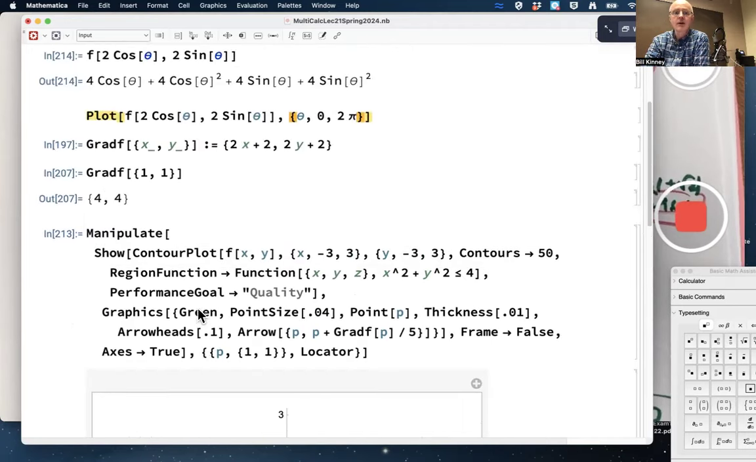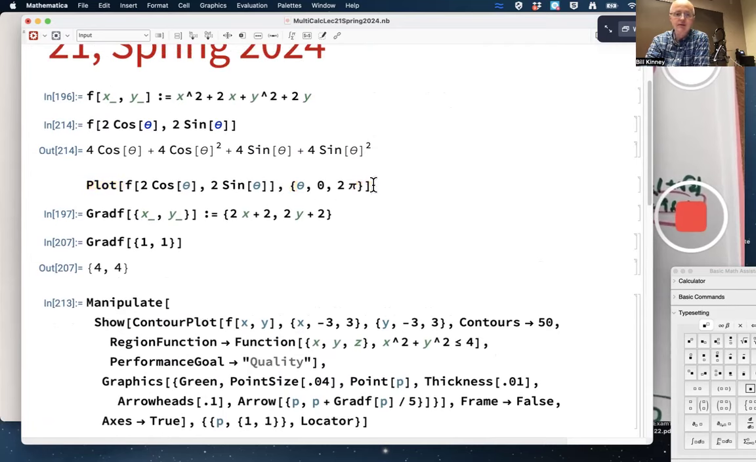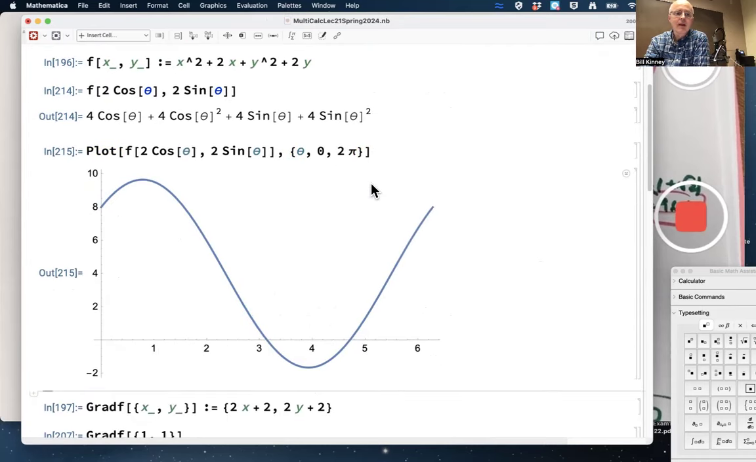But we're going to see this as an ordinary graph. I'm plotting an ordinary looking graph. The maximum is right here. The first coordinate is pi over 4. The minimum is right here. Second coordinate is 5 pi over 4.